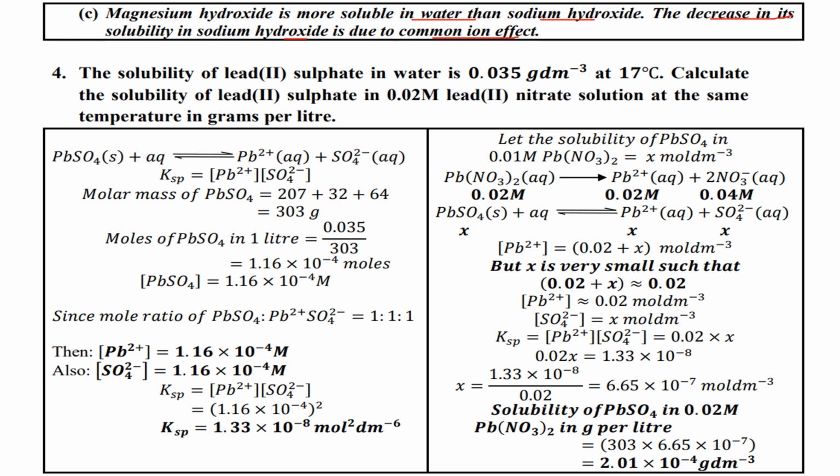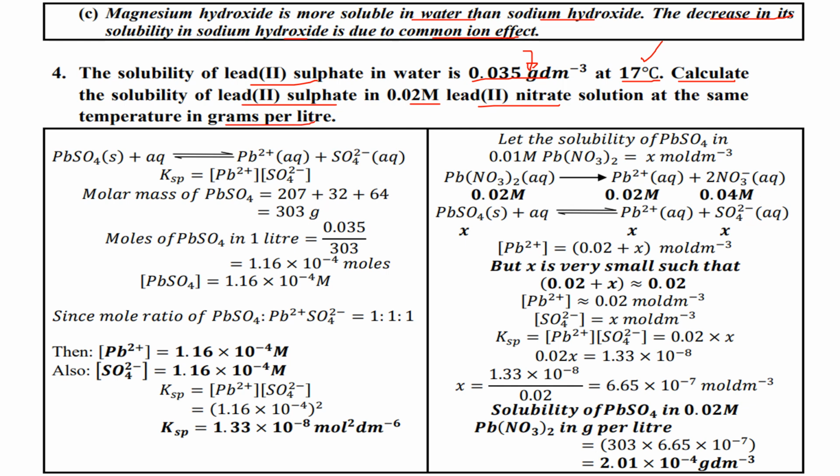Now let's look at this. The solubility of lead(II) sulfate in water is 0.035 grams per decimeter cubed. But always remember that concentration must be in terms of moles per decimeter cubed, so these grams must be converted to moles first. That's always the first step, which means you are required to find the molar mass. The temperature is 17 degrees Celsius, which tells you that temperature is kept constant. Now you are required to calculate the solubility of lead(II) sulfate when it is present in 0.02 molar lead(II) nitrate solution at the same temperature, in terms of grams per liter.